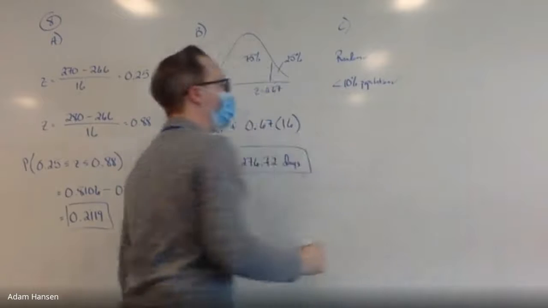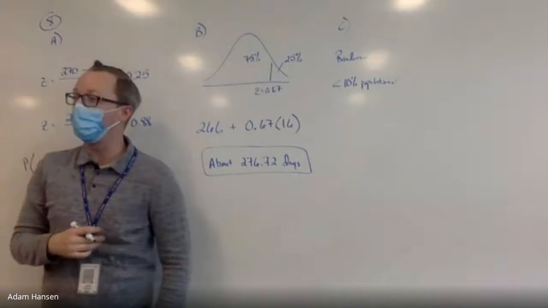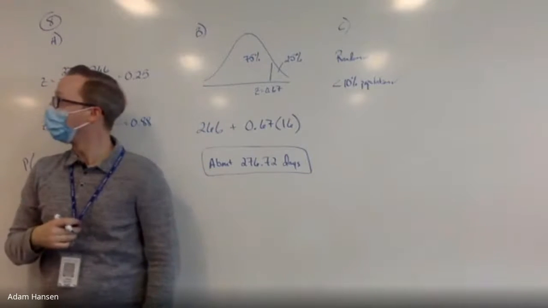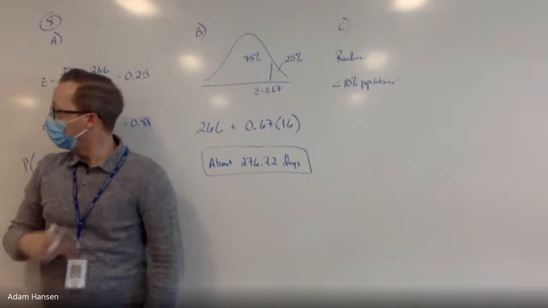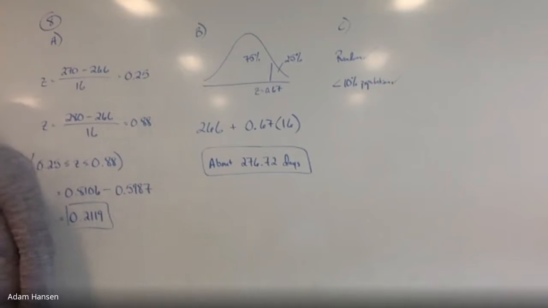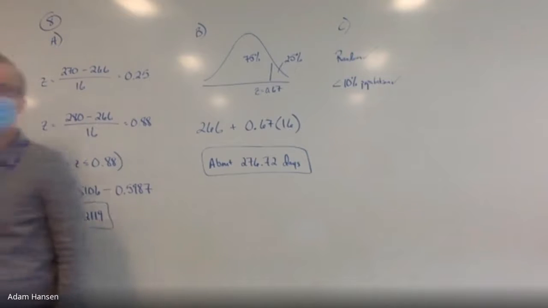60 pregnant women with their pregnancy lengths would be less than 10% of all women who've been pregnant. And then the last one: either the population is normal or our sample size is sufficient enough so that our distribution becomes normal by the central limit theorem.